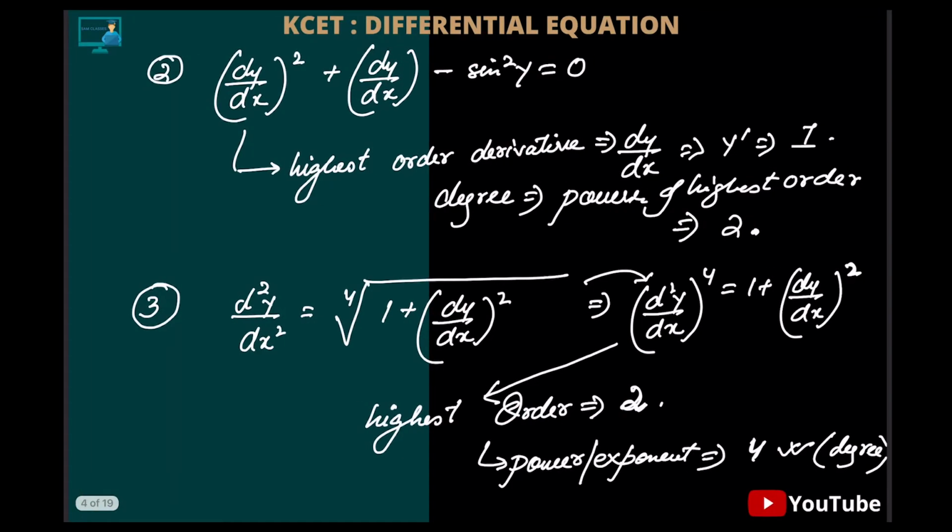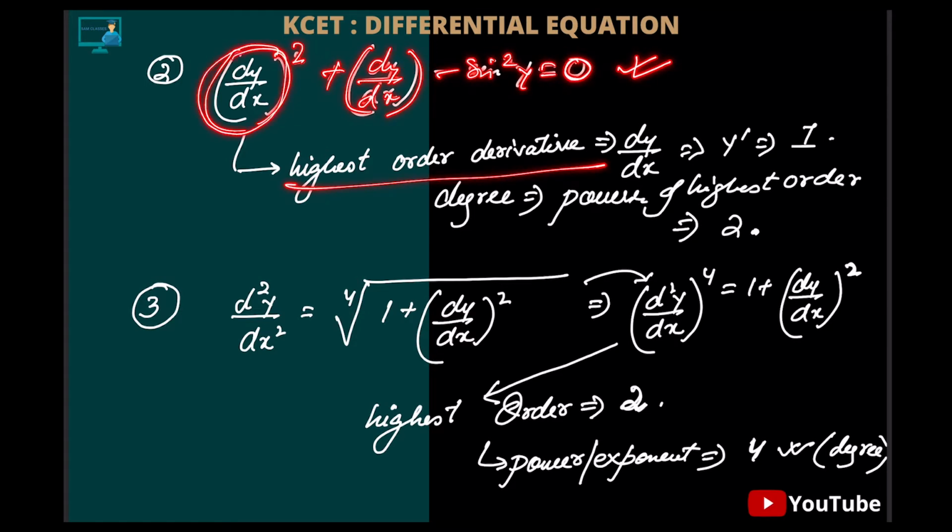Now let's see another example. So here in this example, students, dy by dx means we have differentiated one time, then squared. Again dy by dx, again one time differentiation only, minus sine square y is equal to 0. Correct. So what is the highest order? We know we have differentiated one time only. So the highest order is one. Now second thing, what is degree?